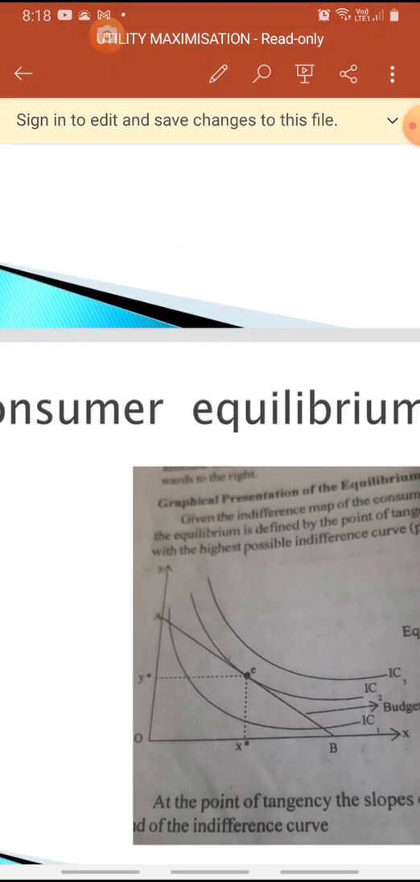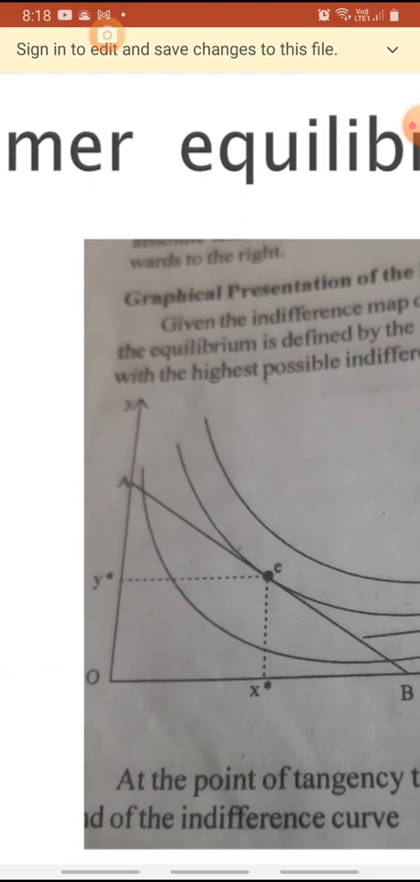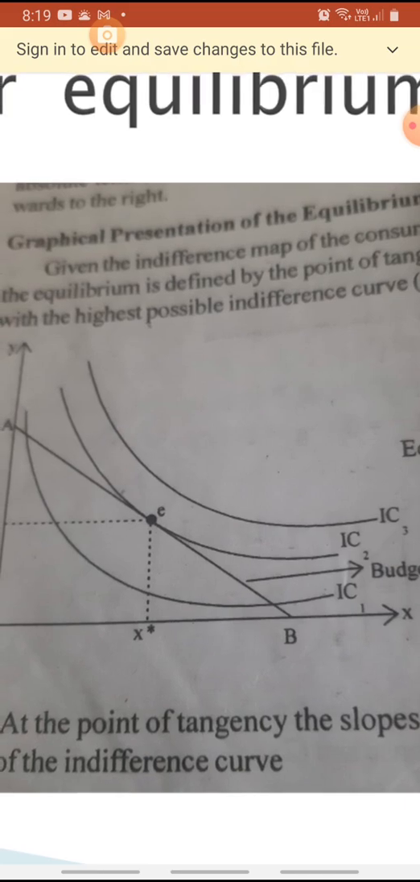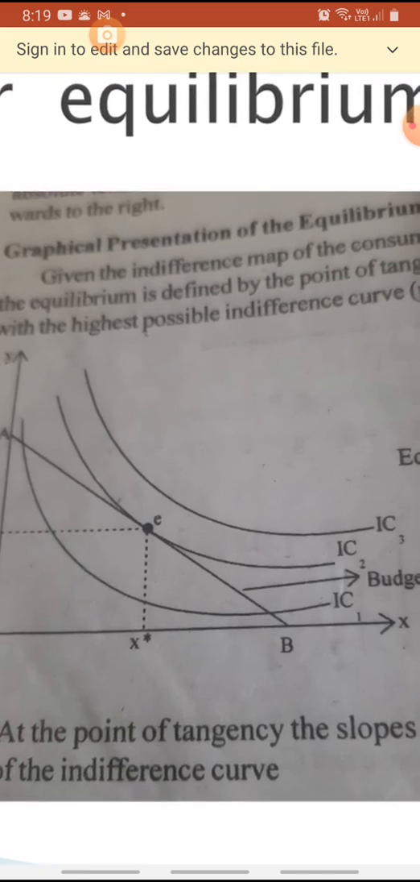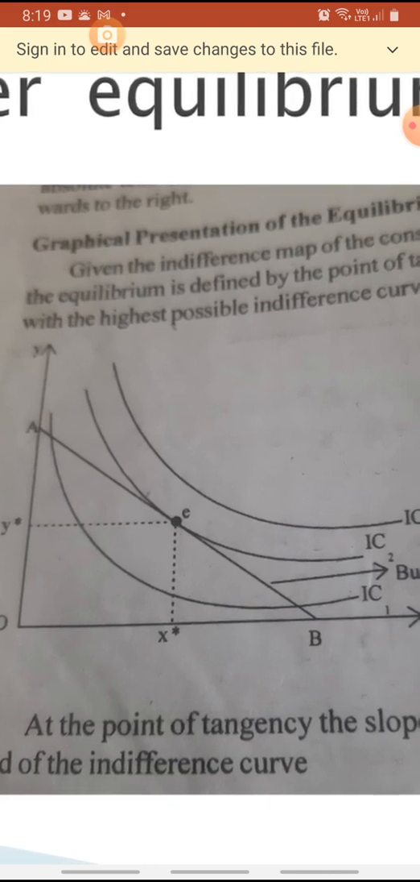This is the picture for the consumer equilibrium, where the budget line and the indifference curve are tangent at point E. Point E is the equilibrium, where we will get Oy star of y and Ox star of x. There are three indifference curves, IC1, IC2 and IC3. The budget line is only tangent to IC2. So the equilibrium comes under IC2.